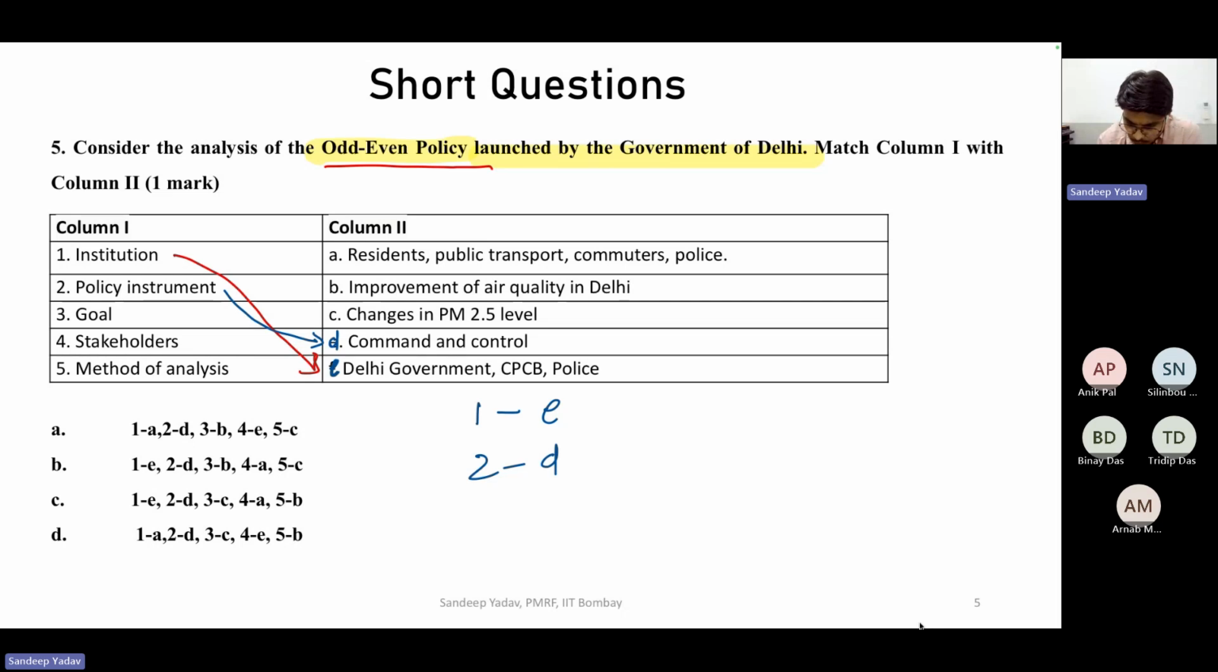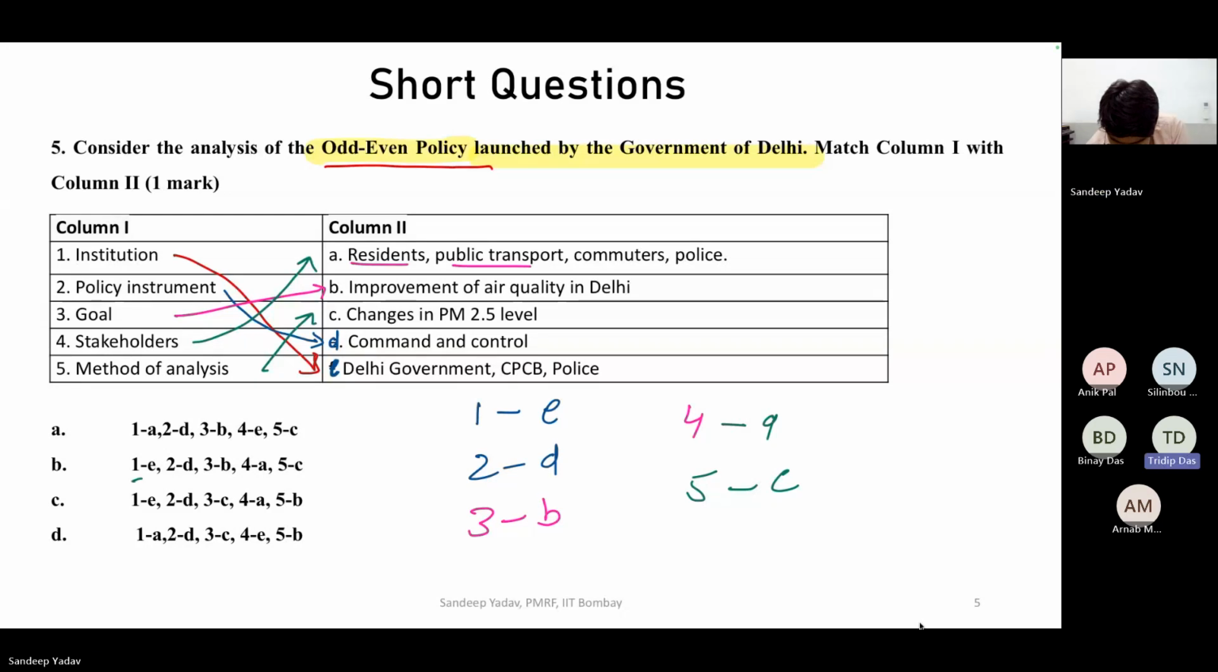And the goal, what is the goal? The goal of the odd even policy is to improve the air quality of the city. Correct. So third one will be B. Fourth one says stakeholder. Who are the stakeholders? Residents, public transport and police. Correct. So fourth one will be A, and finally we are left with the fifth one. Method of analysis is to change the PM 2.5 level. So fifth one will be C. So the correct option will be option number B.